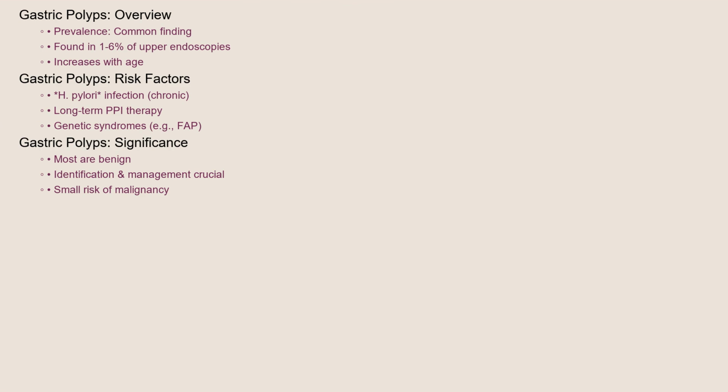Gastric polyps are relatively common, though the exact prevalence varies depending on the population and diagnostic methods used. Studies suggest that they are found in anywhere from 1% to 6% of upper endoscopies performed. The prevalence tends to increase with age. Certain populations may be at higher risk, including those with chronic H. pylori infection, individuals on long-term PPI therapy, and those with genetic syndromes like FAP. While most polyps are benign, their identification and management are important due to the potential, albeit small, risk of malignancy.